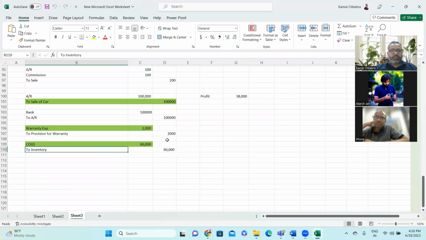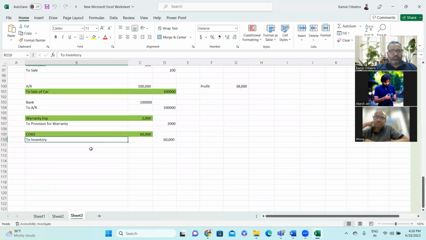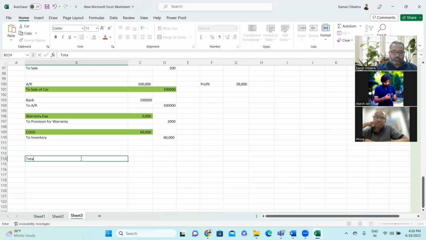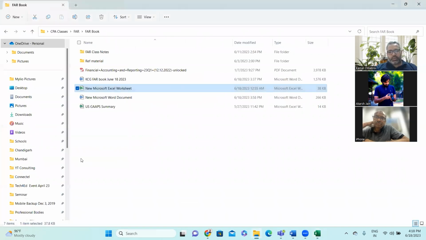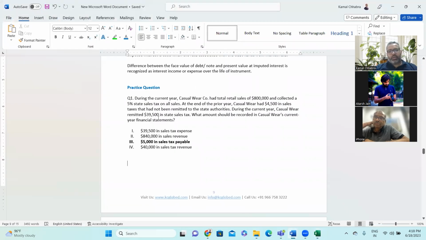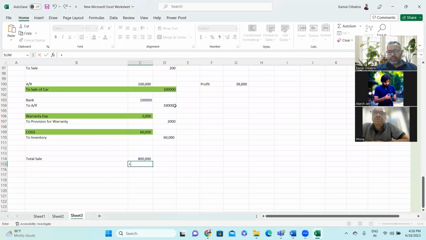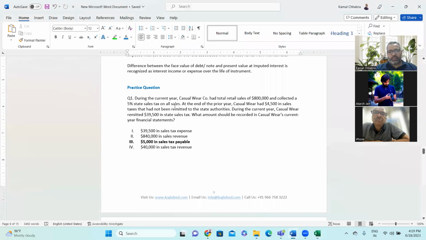Second, let me open my Excel sheet for you. Sir, the total retail sales is 800,000, so the 5% would be included in that. Now we'll divide by 105 into 5%. Okay, one second. During the current year, the company had total retail sales and collected 5% state sales tax on all sales. State sales tax collected during the month is this.